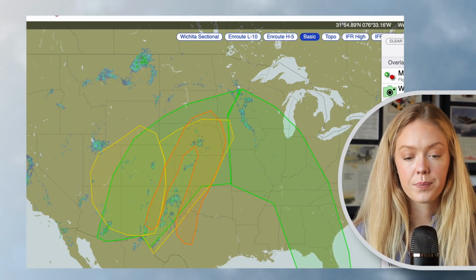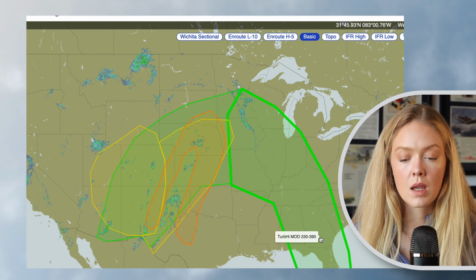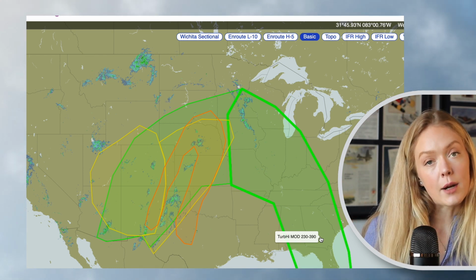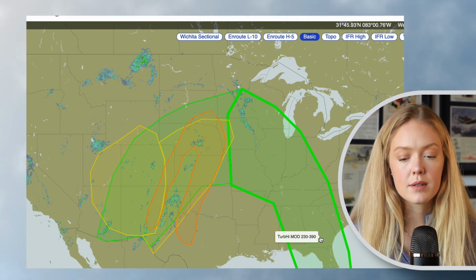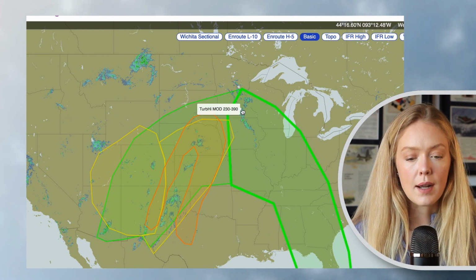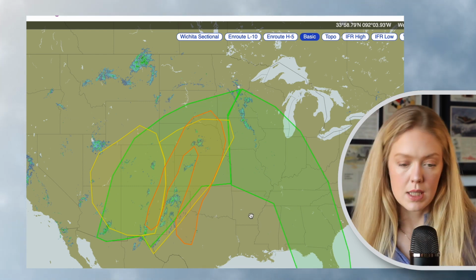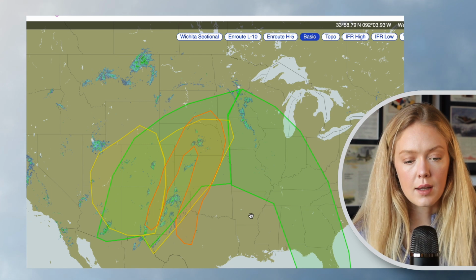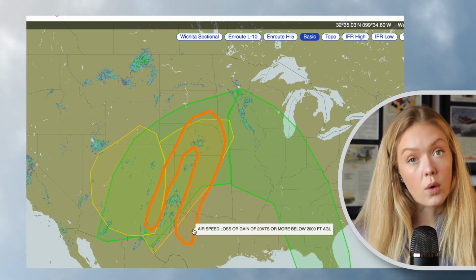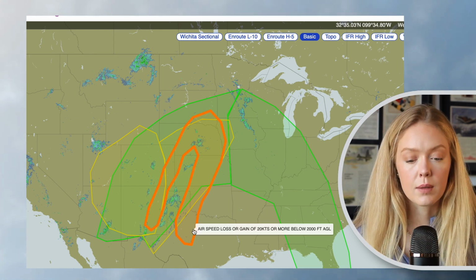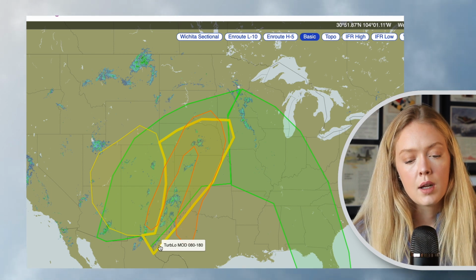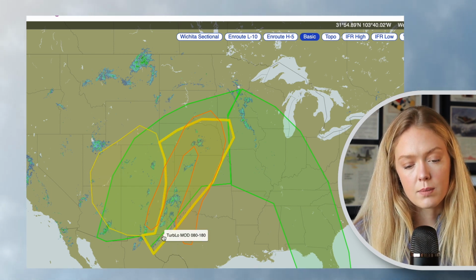Airmet Tango. The green Airmets here are high level turbulence. So we've got a couple of those that have this really interesting arc shape to them. I kind of like that. That's pretty to me. The orange are low level wind shear. And then the yellow are low level turbulence, which is moderate.